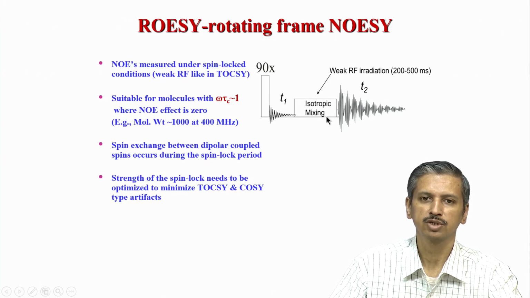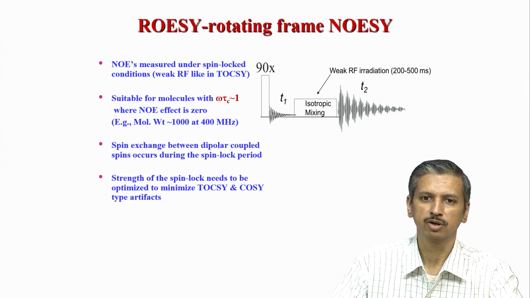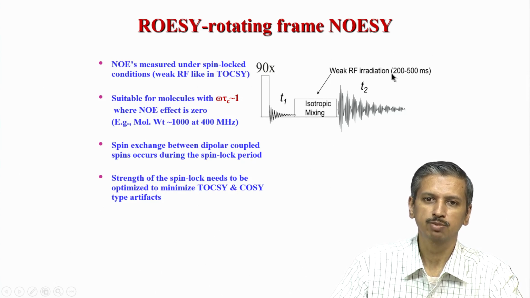So, a TOCSY and a ROESY you might think are similar experiments, but there are small differences in terms of the power levels and the mixing time. In a TOCSY experiment, the mixing time is typically, as I mentioned in that class, about 60 to 100 milliseconds, and that depends on the strength of the J coupling between the protons. But in a ROESY experiment, we use a much longer mixing time. You can see here 200 to 500 milliseconds for small molecules.